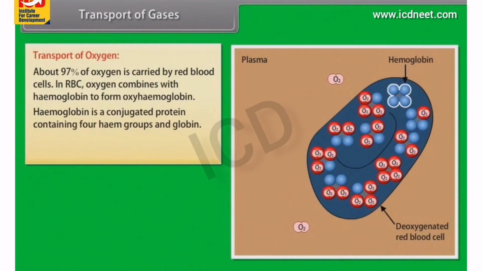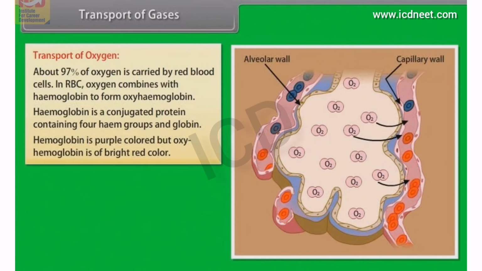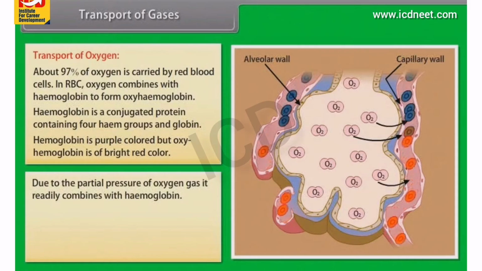Hemoglobin is a conjugated protein containing 4 heme groups and globin. Hemoglobin is purple-colored, but oxyhemoglobin is of bright red color. Due to the partial pressure of oxygen gas, it readily combines with hemoglobin.